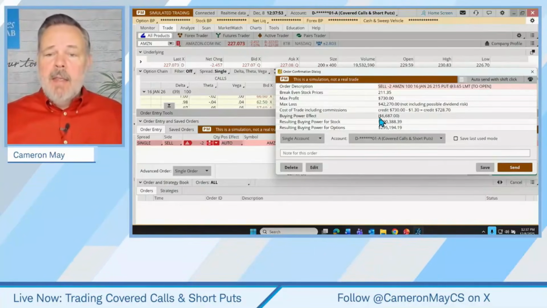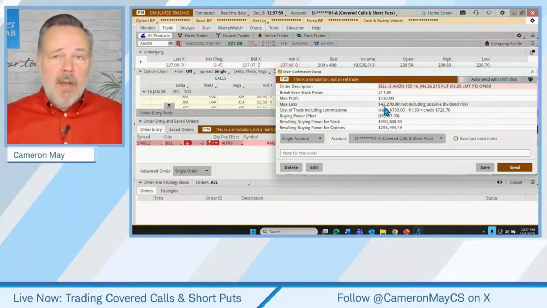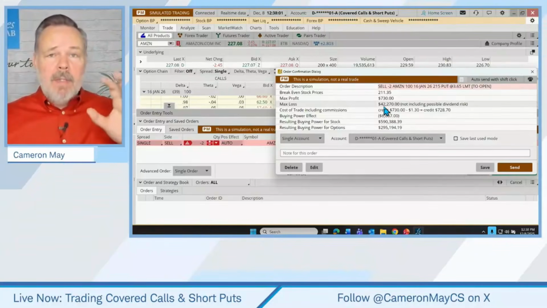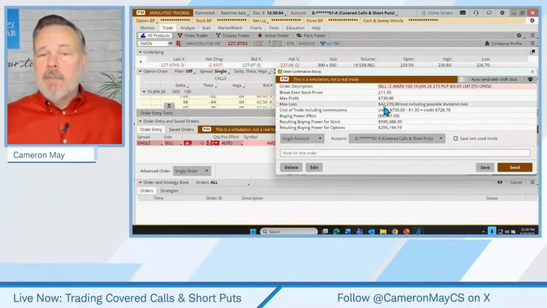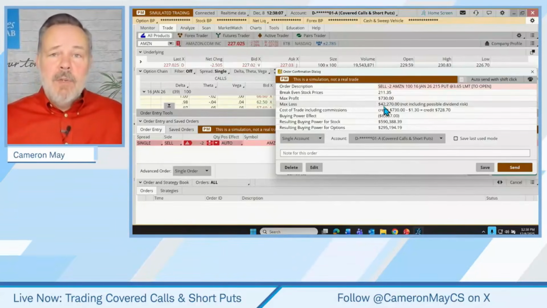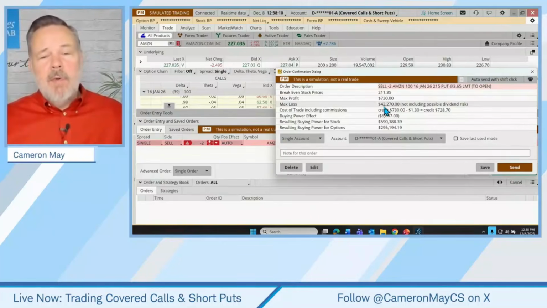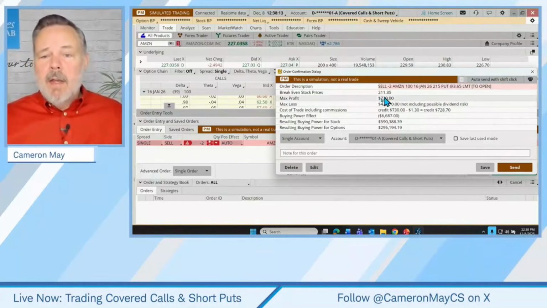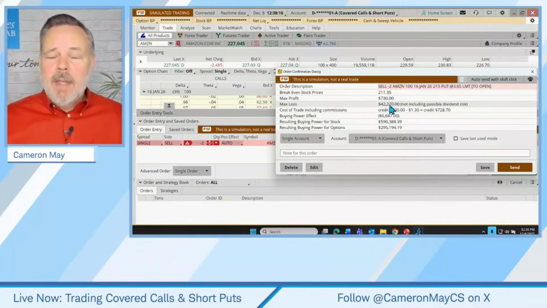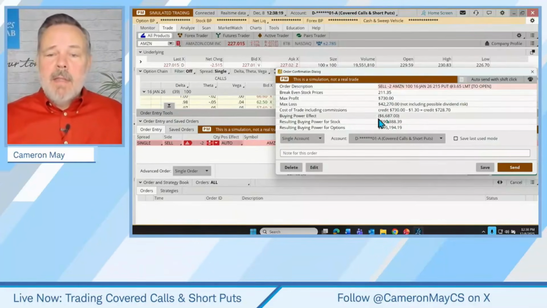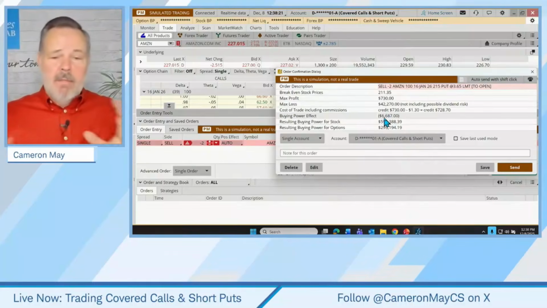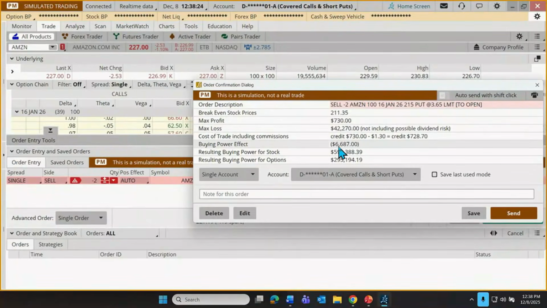Now, notice in a cash account, this would tie up about $42,270 in anticipation of the potential assignment of those shares. We'd have $215 per share times 200 shares, $43,000, minus the credit received leaves us with $42,270. In a margin account, it ties up less cash, well, for better or for worse. So it doesn't tie up as much cash, but if a trader goes and places a whole bunch of similar trades, they expose themselves to more risk and more reward. So there are pros and cons. Anyway, but that's going to be our trade.